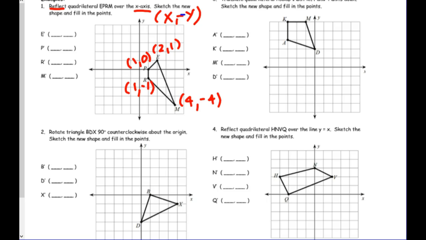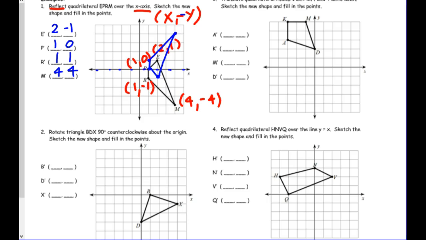Okay, so let's do that. All I'm going to do is change the y values. For e, 2, 1 becomes 2, negative 1. For p, 1, 0, the 0 does not change. And then for r, 1, negative 1, the y value, instead of being negative, is positive. And then for m, 4, negative 4, instead of negative, that negative 4 becomes a positive 4. So if you can plot all 4 of those points, you will get a figure that is reflected across the x-axis.